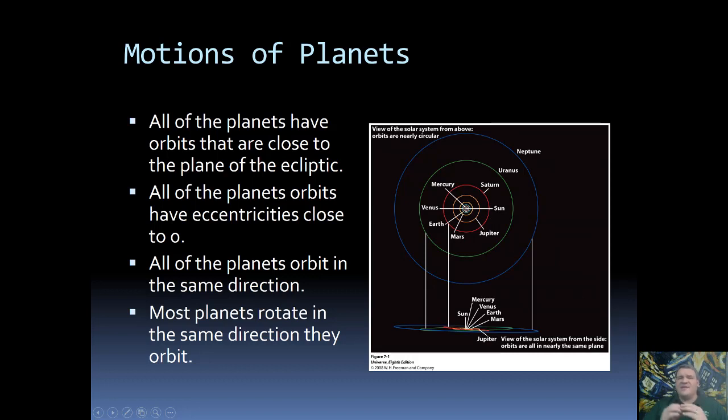Something else that we find is that all of the planets orbit in the same direction. If you're looking down on top of the Sun, then all of the planets orbit counterclockwise. That is, all of them are orbiting counterclockwise. And then last, most planets rotate in the same direction they orbit. So if you're again looking down on top of the solar system, most planets are orbiting counterclockwise. They're also rotating counterclockwise. Now there are two exceptions to this, which we'll talk about later.